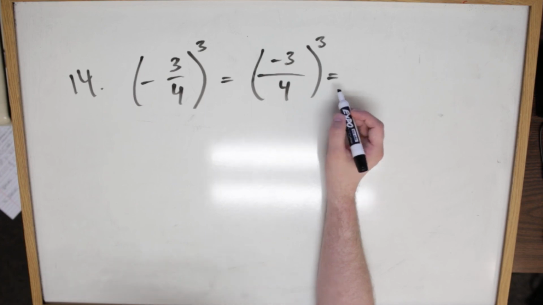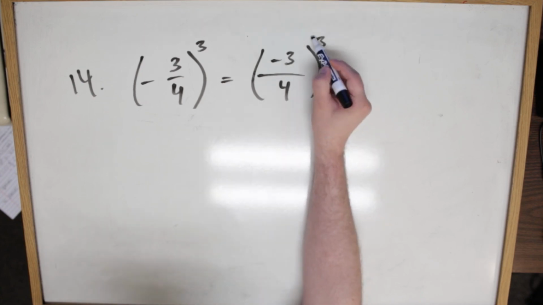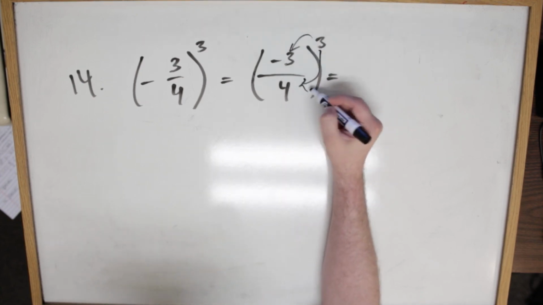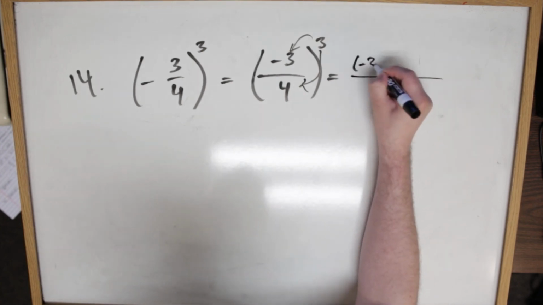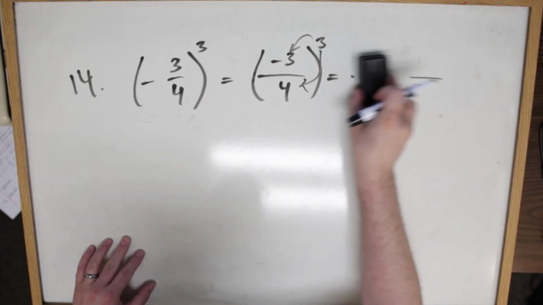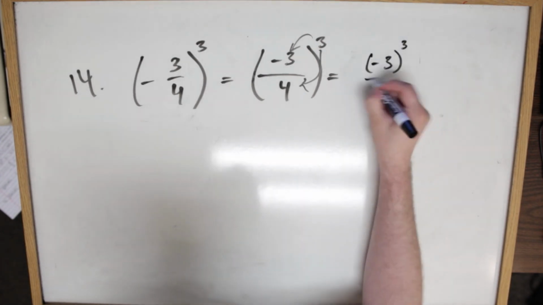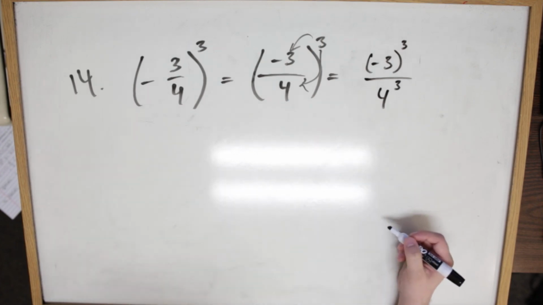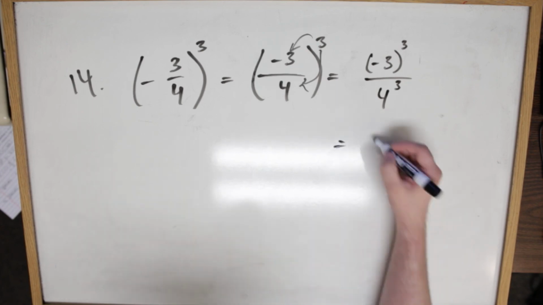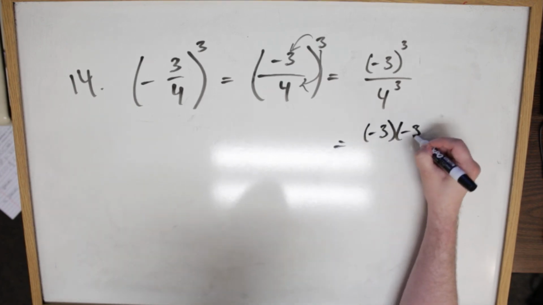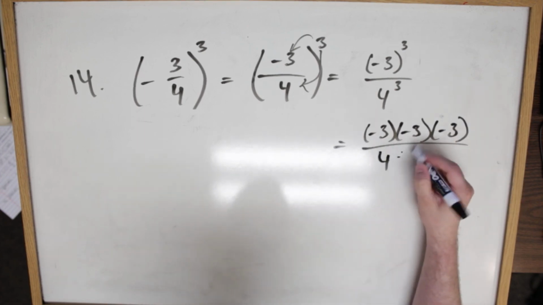Well, what you do is that 3, that third power, actually goes to both the numerator and the denominator. So what I have, if I were to write the whole thing out, I would have minus 3. Actually, let's separate it first before I do that. Minus 3 to the third power all over 4 to the third power. Okay? And now multiplying that all out, I would have minus 3 times minus 3 times minus 3, all divided by 4 times 4 times 4.